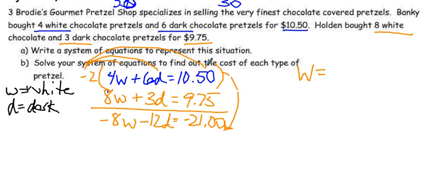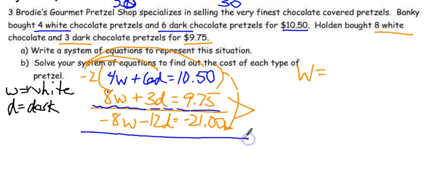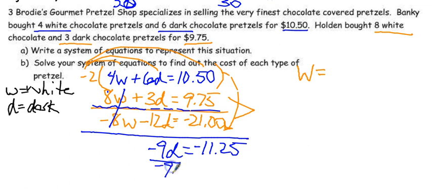Okay? Then, these are my 2 new equations I'm dealing with. And I shouldn't have drawn my line there, forget that. There shouldn't be a line there. Actually, it should be here. So here I'm going to cancel these 2. 3 and -12 is -9D, and 9.75 minus 21 is -11.25. Everybody okay with that? All I did was eliminate a variable. So here, to get D by itself, I go back and I divide everything by -9.